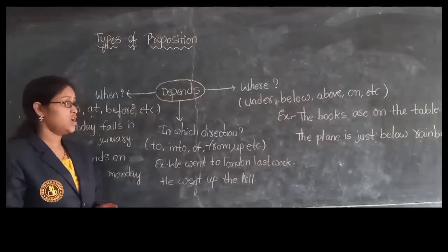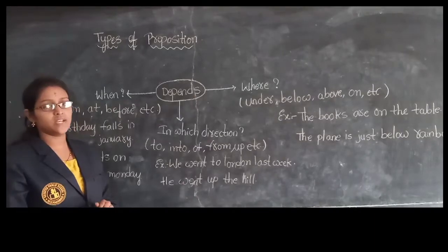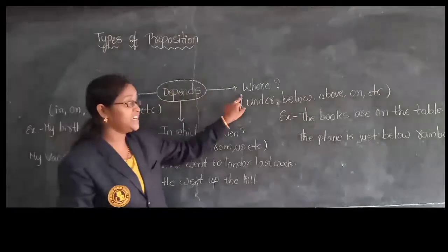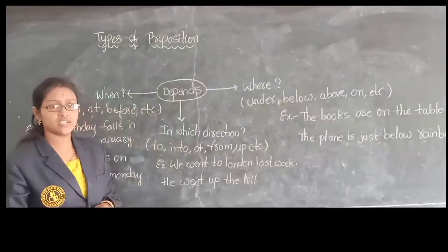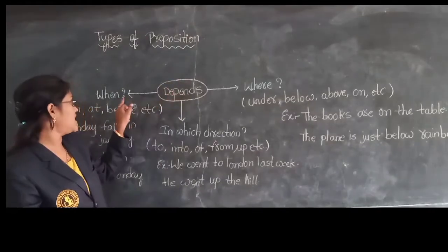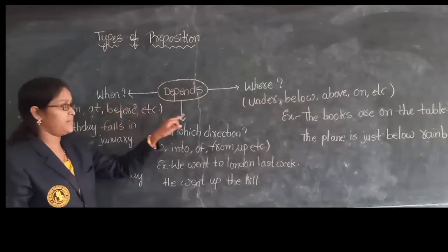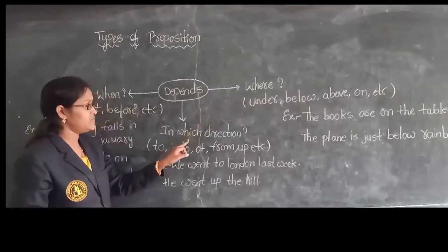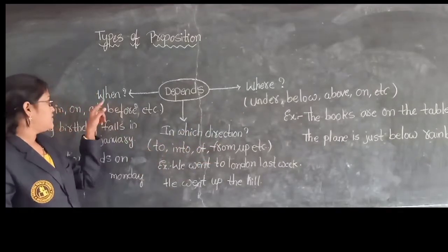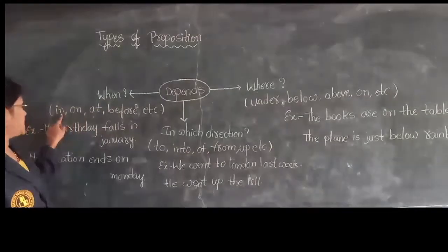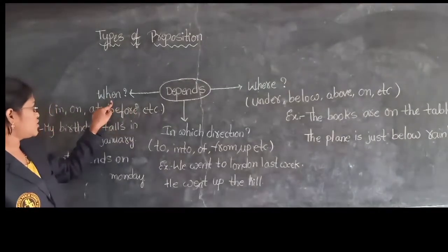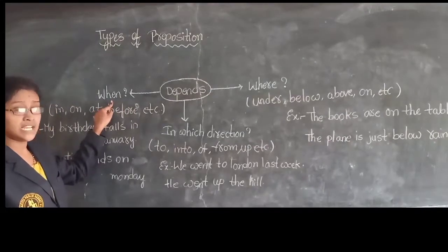Types of preposition depend upon the situations, like when it happened, where it happened and in which direction it happened. Let us see the examples. For when, I have written in, on, at, before, etc. It points out the time.